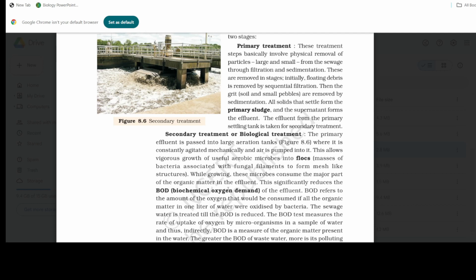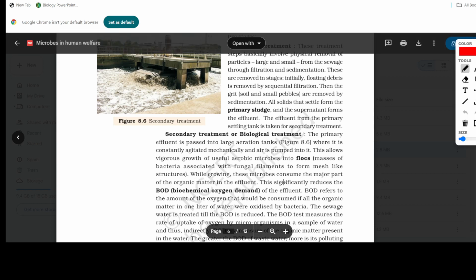You can see the sentence given here. While growing, these microbes consume a major part of the organic matter in the effluent. This significantly reduces it. So once the microbes consume it, the oxygen demand reduces. BOD refers to the amount of oxygen that would be consumed if all the organic matter in 1 liter of water was oxidized by bacteria. So it is oxidized by bacteria and is the demand of oxygen.